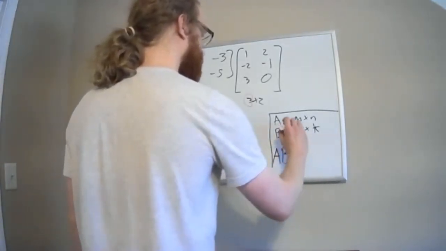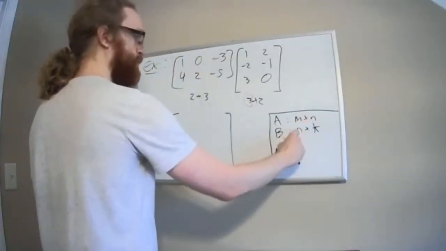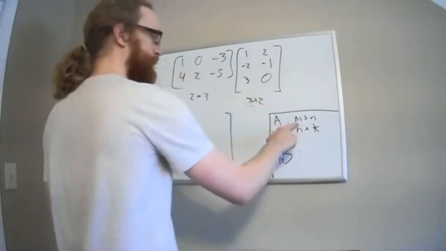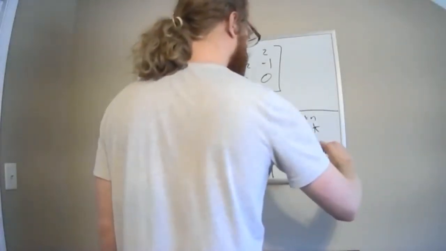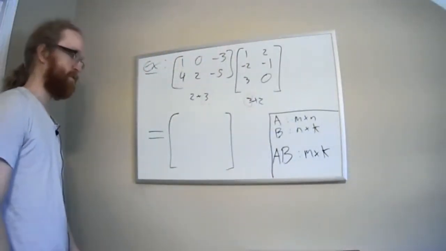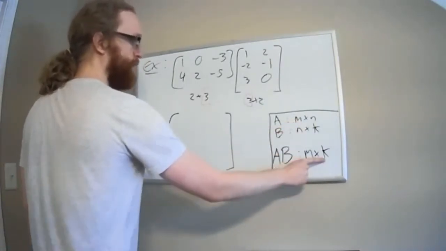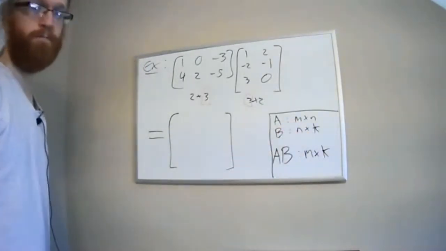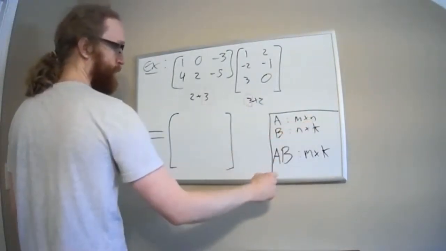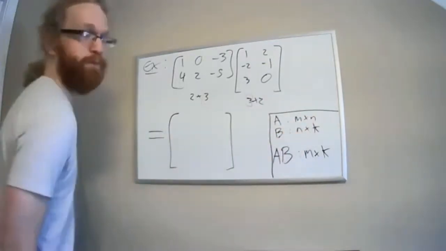A times B will be, basically you just ignore the numbers that are the same, and it'll be an n by k matrix. So the size of your result is n by k, where n is the number of rows of the first guy, and k is the number of columns of the second guy. For this to be defined, these have to be the same. The size of the result is just ignore those and take these two numbers.